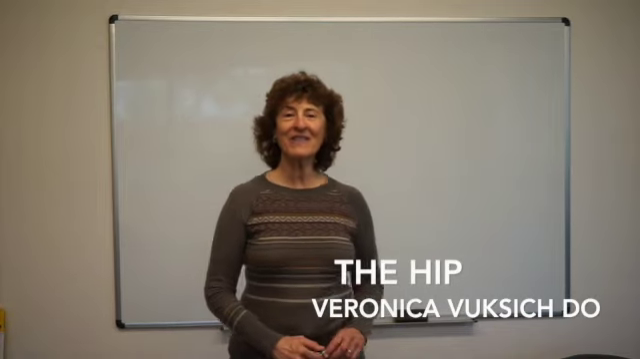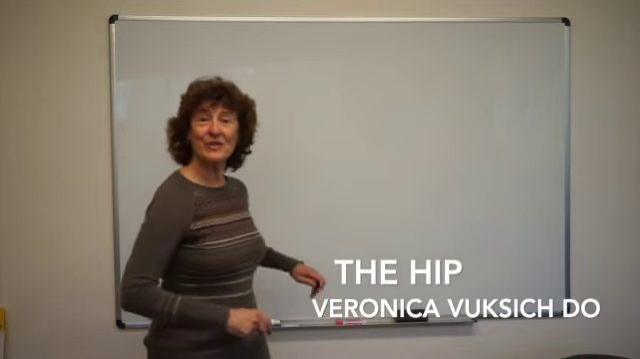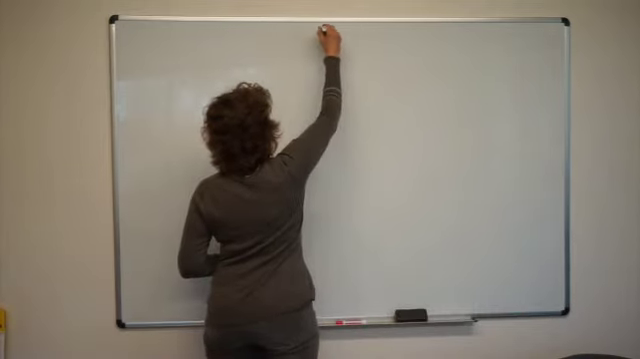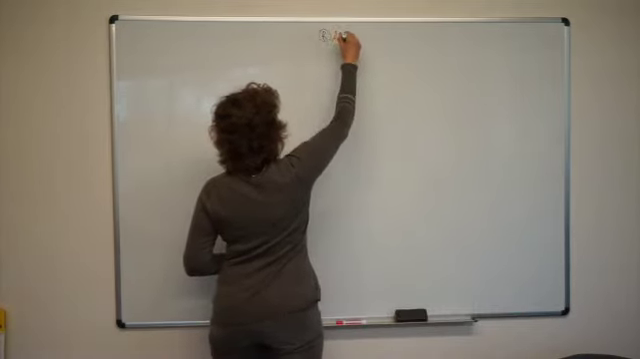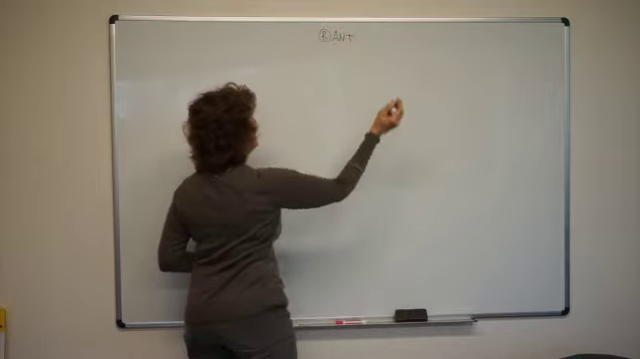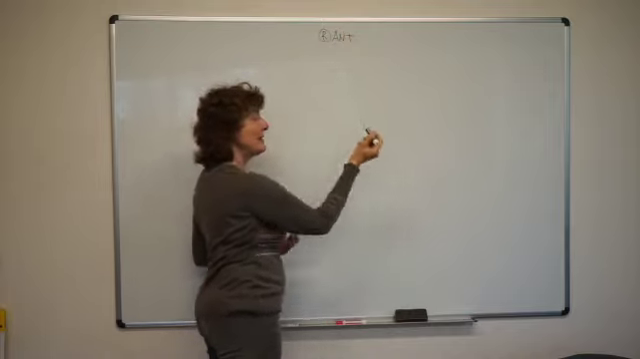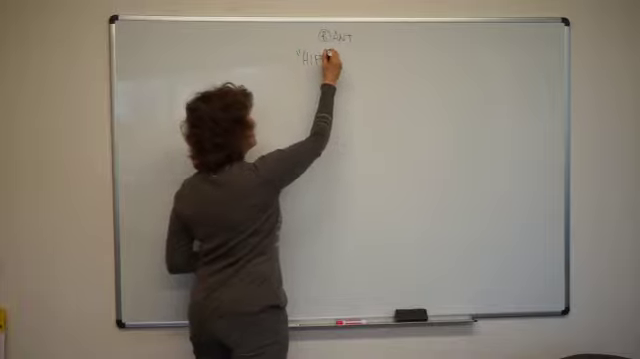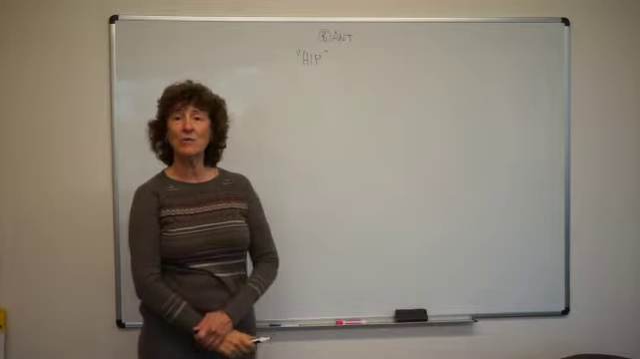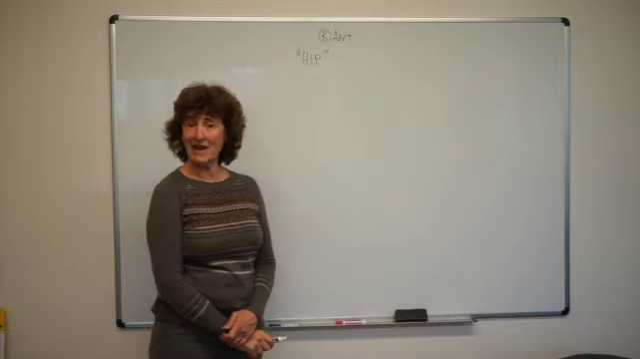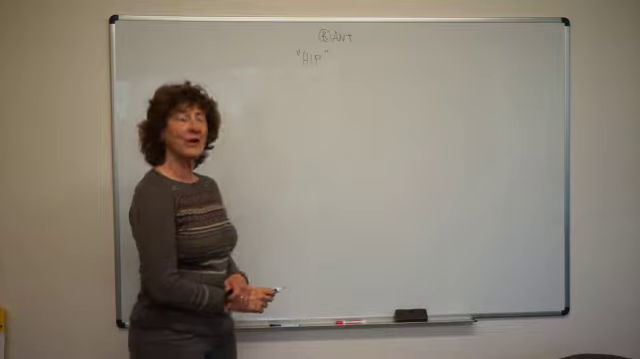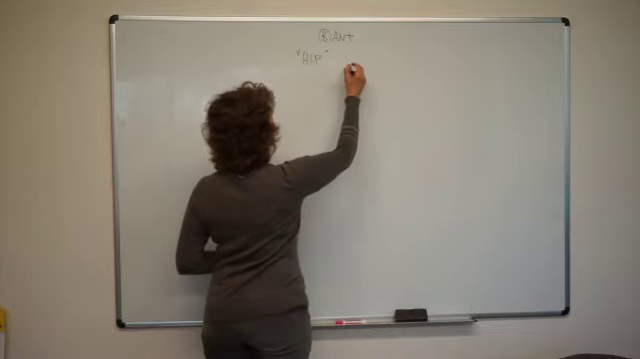We'll be covering the hip, and we'll be referring to the right hip, viewing it anterior aspect. With the hip, we're going to put this in quotes because you really aren't clear exactly where the location of hip pain is. That's the first step, is to get clarity about where that pain is located.